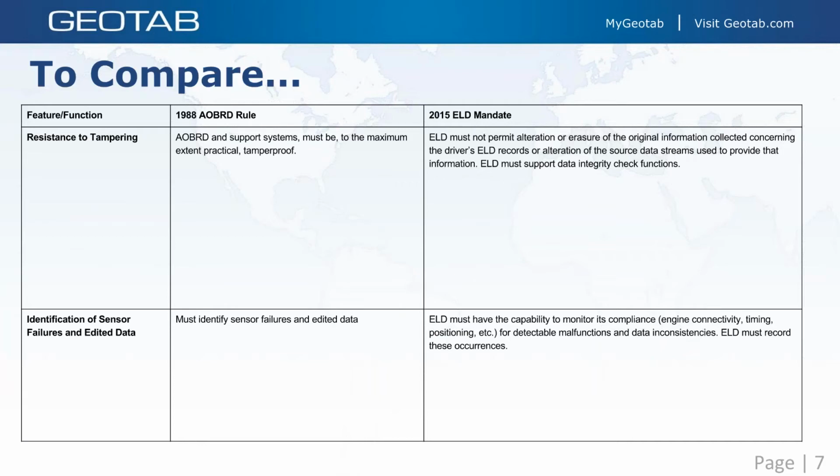Resistance to tampering was never really defined too well. They had a very vague sentence saying that the AOBRD support system must be, to the maximum extent practical, tamper-proof. Now there are a lot more checks and balances that we need to do as a vendor to ensure that there isn't any tampering of this data. Identification of sensor failures and edited data: again, a very vague sentence, must identify sensor failures and edited data. Now they really dig deeper. There are a lot more things that we need to record and monitor, and we need to be able to detect malfunctions and data inconsistencies and record these occurrences as well.